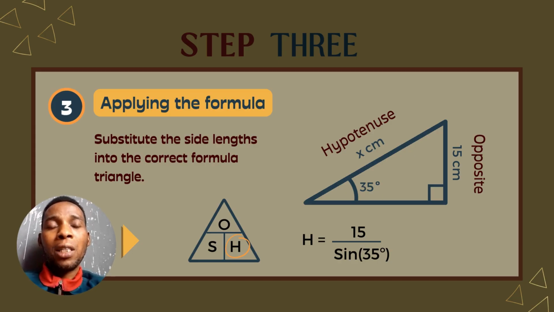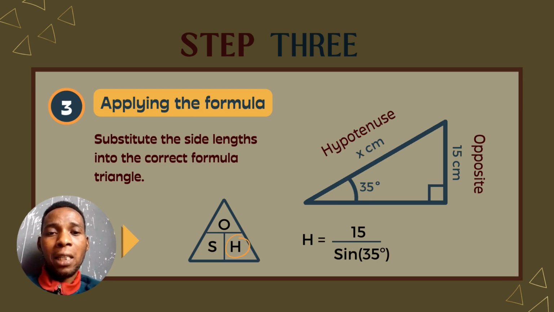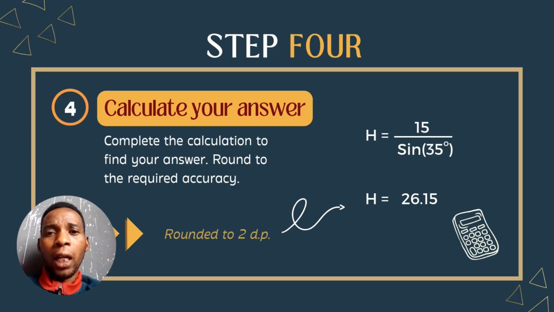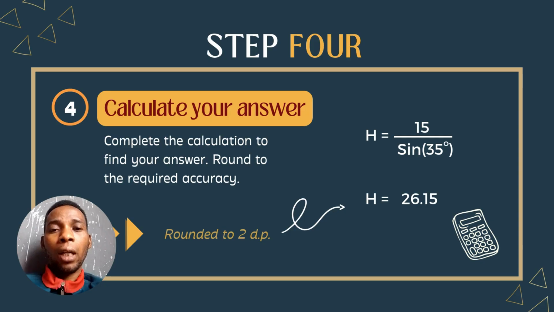So we are going to have sine of the angle, sine 35 degrees, equals 15 over the hypotenuse. Now, when you cross multiply, you are going to have your hypotenuse to be the opposite over the sine of the angle. That is H equals 15 over sine 35 degrees. Now, the last step here says calculate your answer.